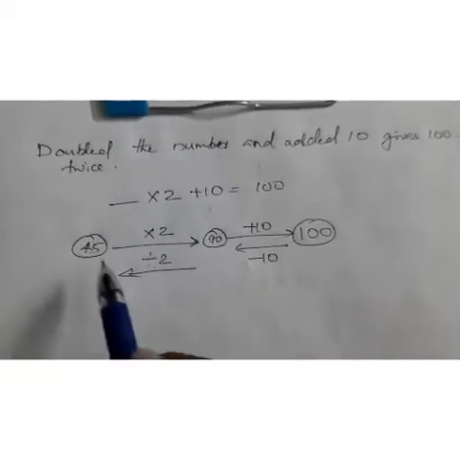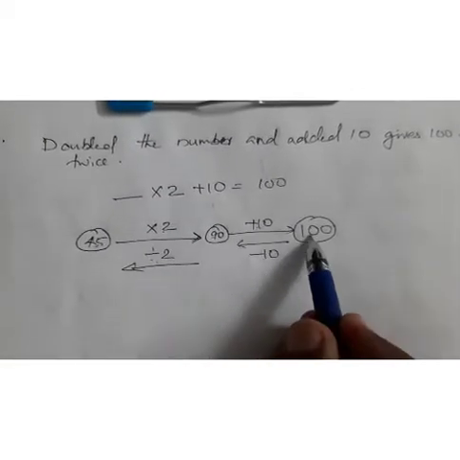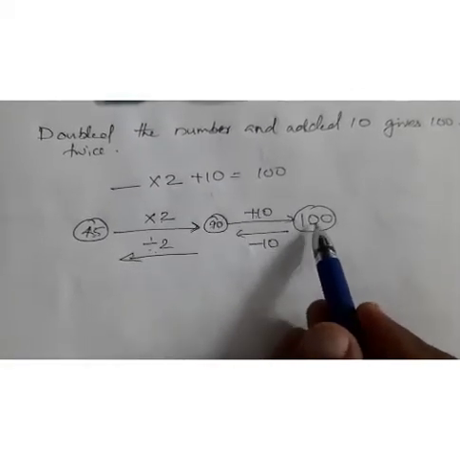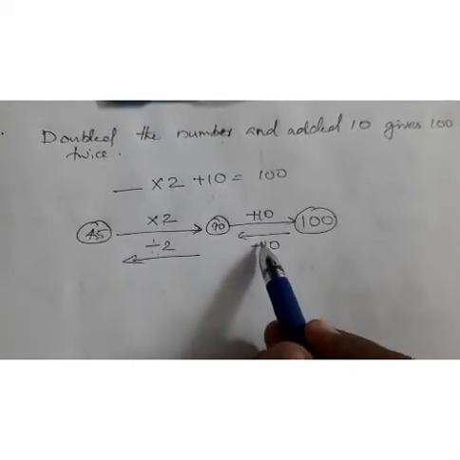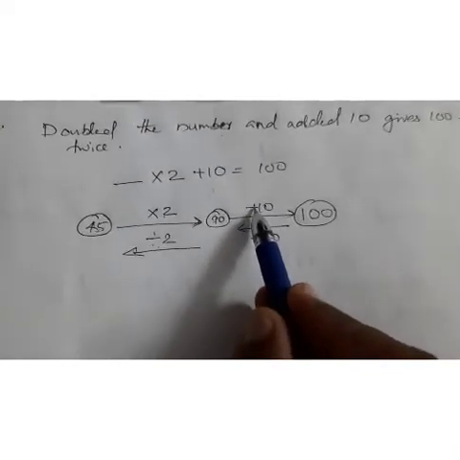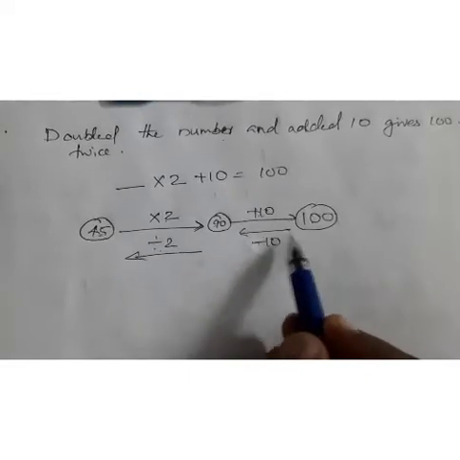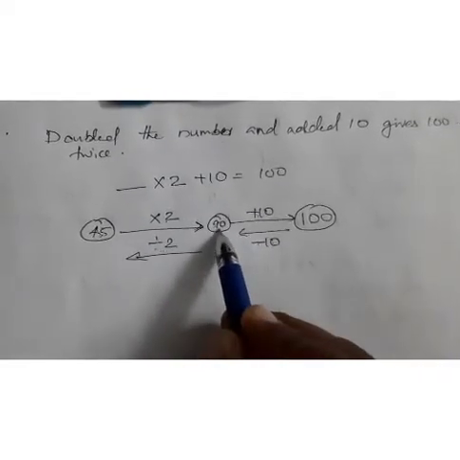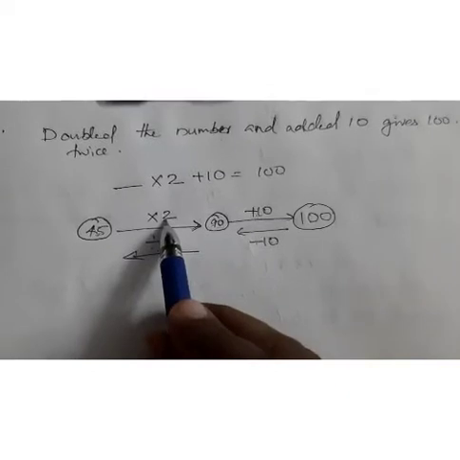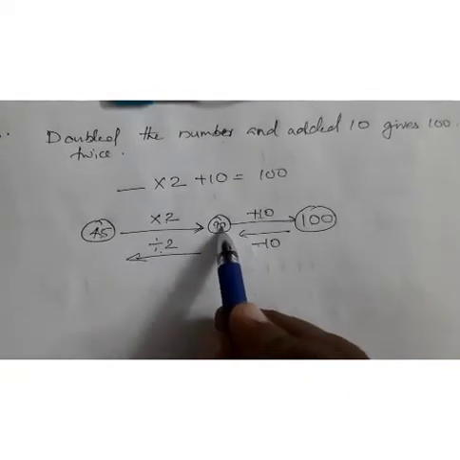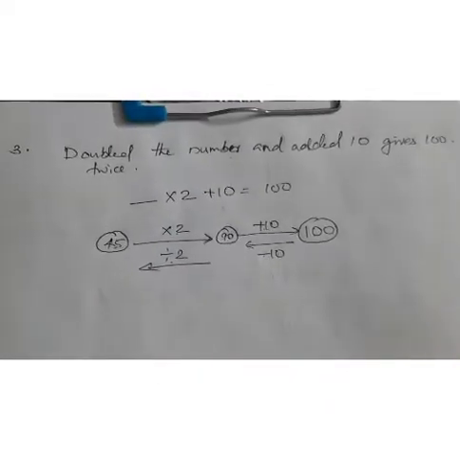So a number is doubled and 10 added to get 100. Then do the inversion, take the reverse. Addition becomes subtraction, so 100 minus 10 gives 90. Then the reverse of multiplication is division. 90 by 2 is 45.